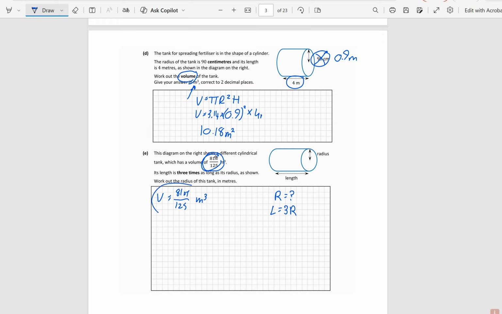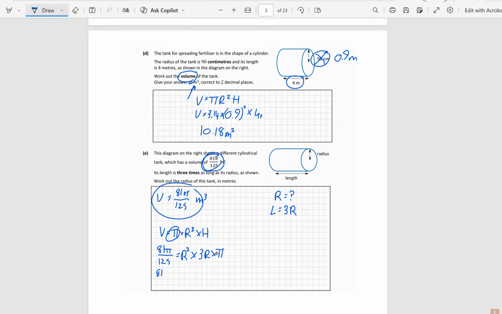Well, they give us the volume, so we're going to start there first, and it's a cylinder. So volume equals pi multiplied by radius squared multiplied by h. Let's fill in what we know. We know the volume, 81 pi over 125. We don't know the radius, so let's leave it as radius squared, multiplied by the height, which we don't know, but we know it's 3 radii. Apologies, I forgot to put in this pi, so multiply by pi again. Okay, let's start working it out.